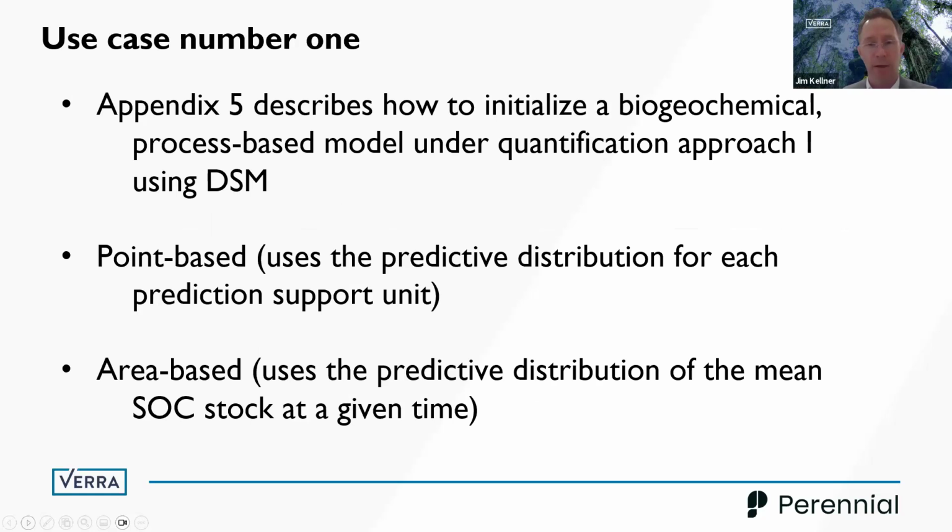The other approach is area-based, and this would allow a person to run a biogeochemical model not at the point level, but for an area, like a stratum, a field, or a collection of fields. And in that case, one would use the predictive distribution of the mean SOC stock at a given time. This predictive distribution is calculated in the tool using geostatistical methods, which are described in the code appendix that I've described for you before.